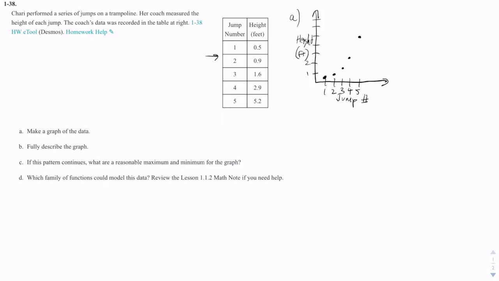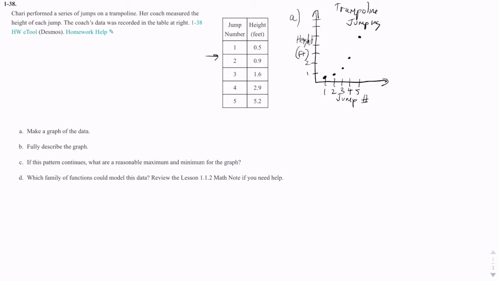It just means at the end of jump 2, I'm at 0.9. At the end of jump 3, I'm 1.6. But it doesn't mean at 2.5, I'm at 1 foot. No, I might actually be touching the trampoline at that point and be 0 height. So this is a discrete graph. I should also include a title, maybe trampoline jumping, right? There's my title.